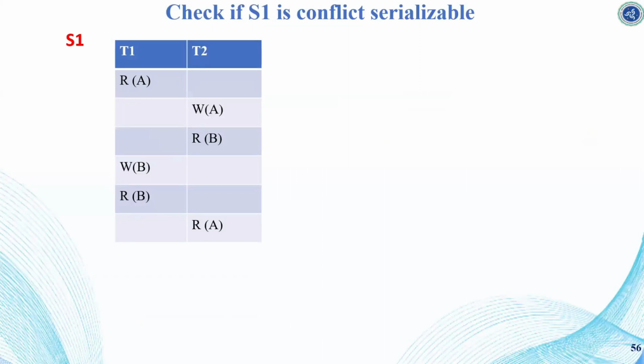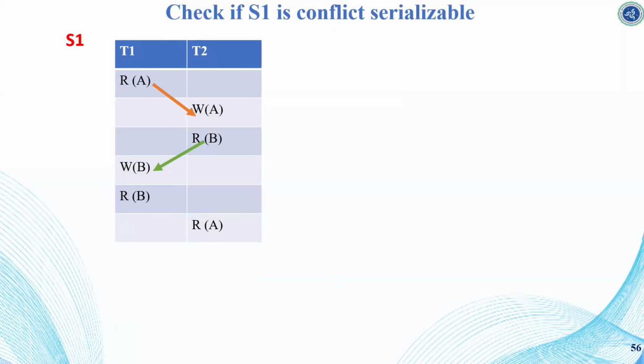Next is another example: check for conflict serializability. Here there is a read of A and this is a write of A, so there is a conflict. This is the read of B and a write of B, so again there is a conflict. Is this a conflict? No, because this is a read of B and this is a read of A. So we have two conflicts.